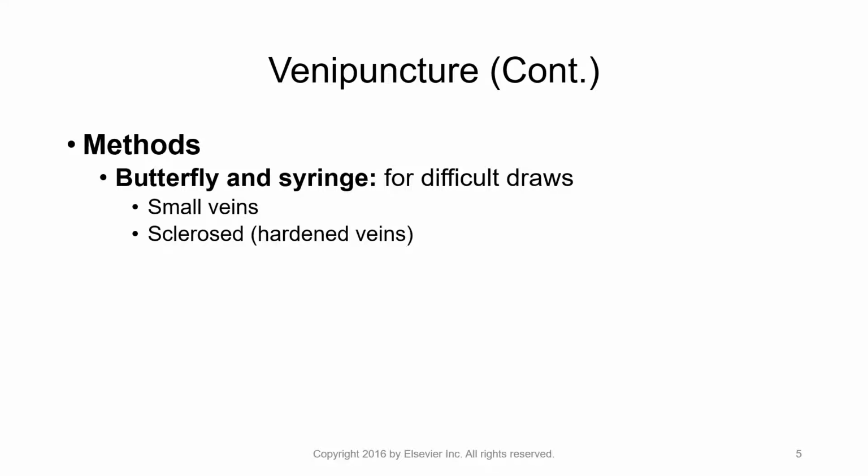Or if a vein does collapse, you can let back on the vacuum, stop pulling so much vacuum, to allow the vein to reopen so you can continue the draw. So it's a way to perform the venipuncture in a more controlled way for difficult patients, so small veins or sclerosed, hardened veins.